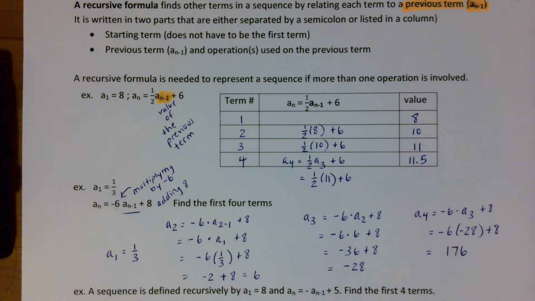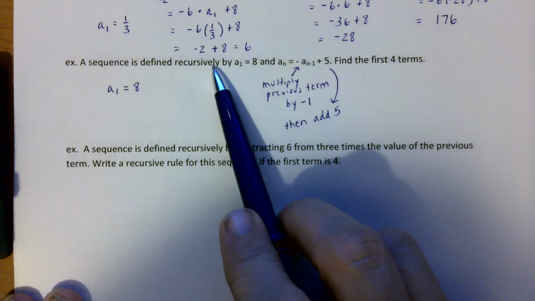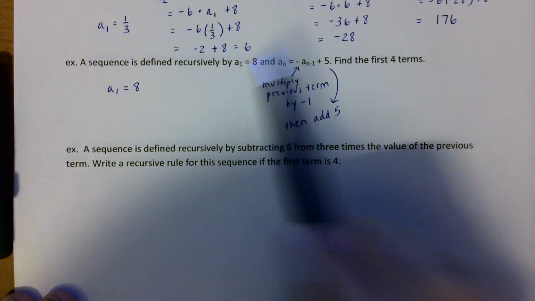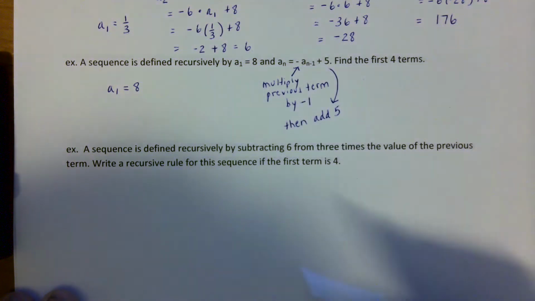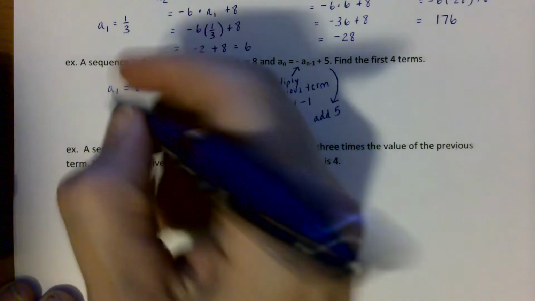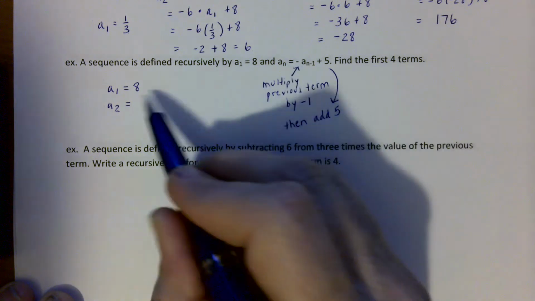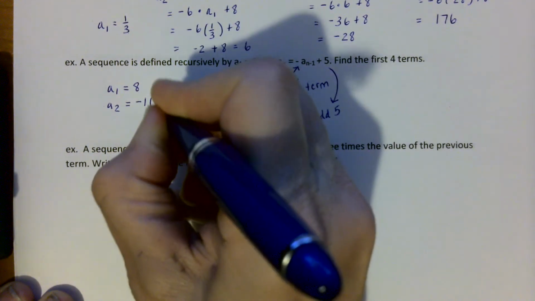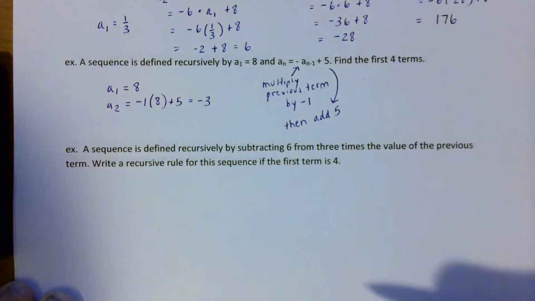Okay, so take a look at your next example, pause your video, try this on your own, and then start the video again to see how you did. Okay, so our sequence is defined recursively by having a first term of 8, and then to find any term, we multiply the previous term by a negative 1, and then we add 5. So a sub 1 equals 8. A sub 2 means we multiply this term by a negative 1 and add 5, and negative 8 plus 5 is a negative 3.